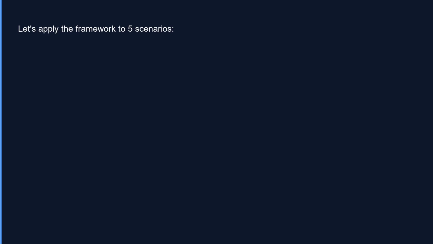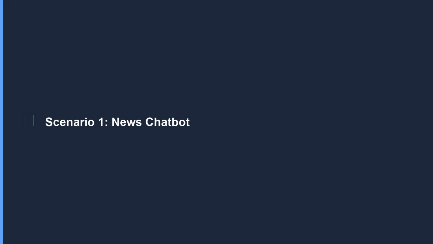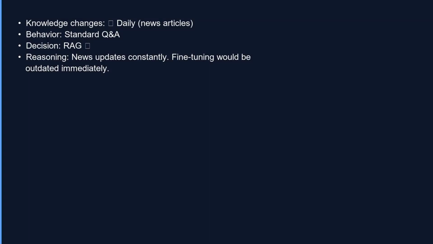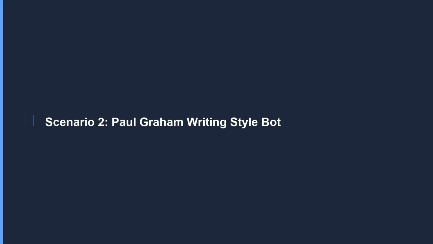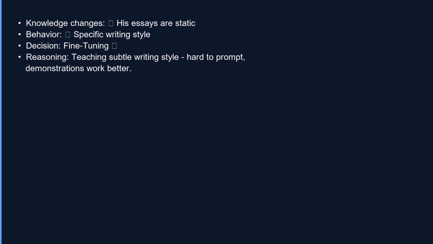Let's apply the framework to 5 scenarios. Knowledge changes: daily, news articles; behavior, standard Q&A; decision, retrieval augmented generation; reasoning, news updates constantly, fine-tuning would be outdated immediately. Knowledge changes: his essays are static; behavior, specific writing style; decision, fine-tuning; reasoning, teaching subtle writing style is hard to prompt, demonstrations work better.